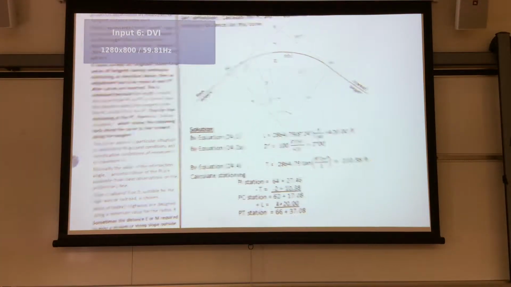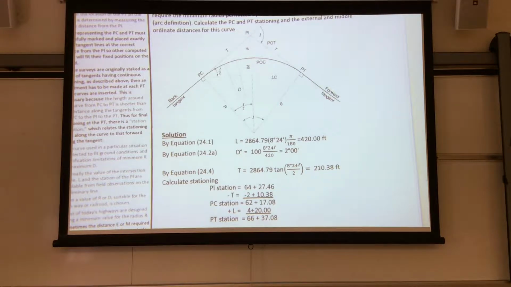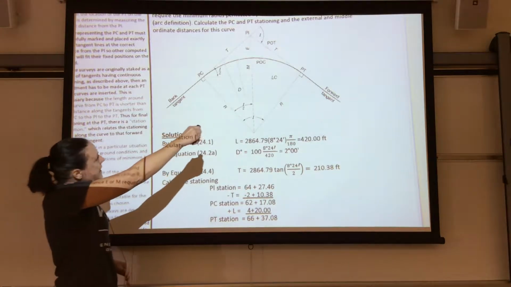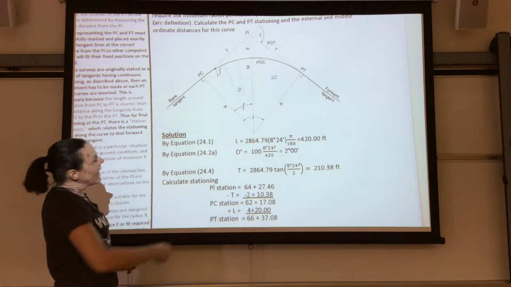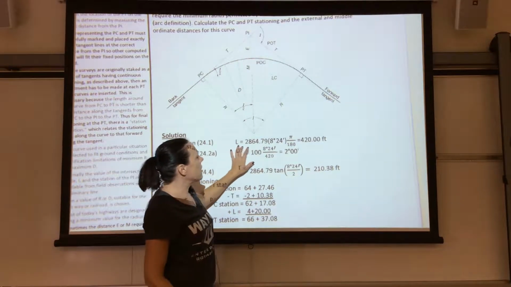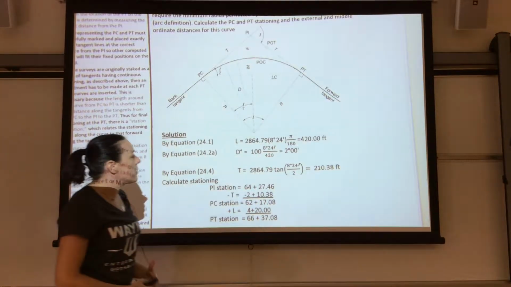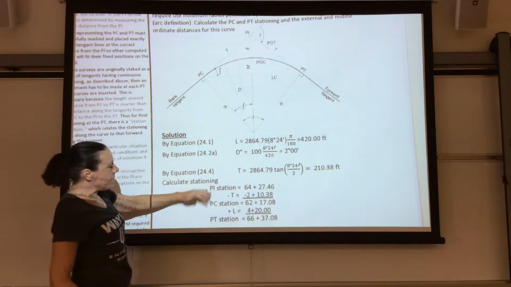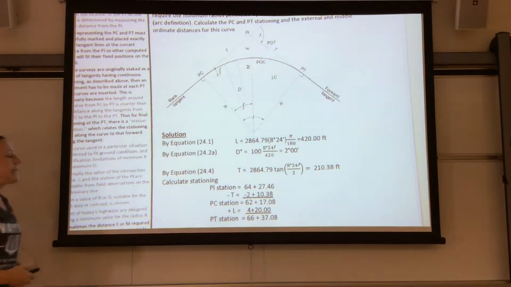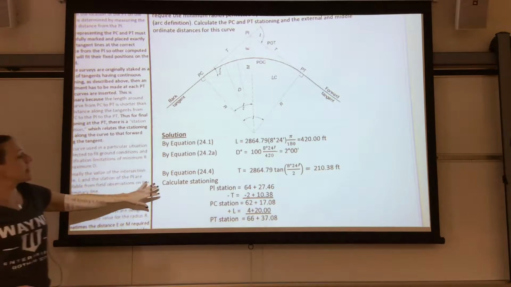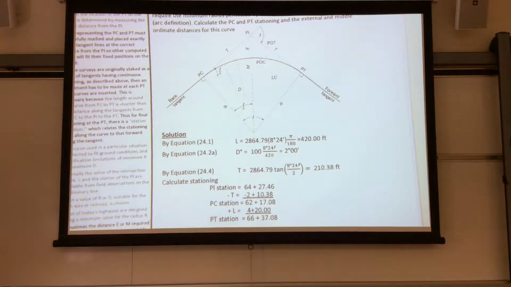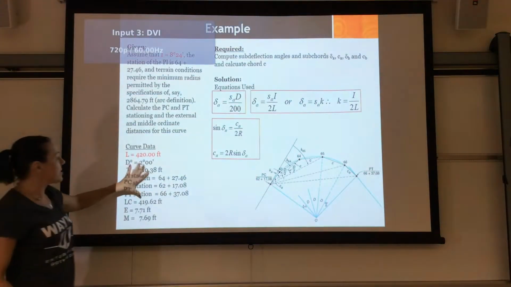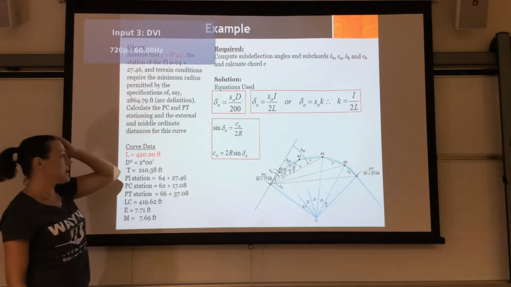Here's the example. We have our PI station here, and we did the calculations of a length of curve, our degree of curvature, and our tangent length. Then we figured out our PI, our PC, and our PT. So take a look at this example if you don't remember where this data came from or how we got this curve data. But this curve data goes with this example.